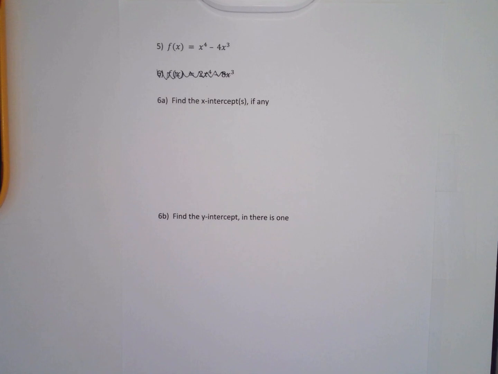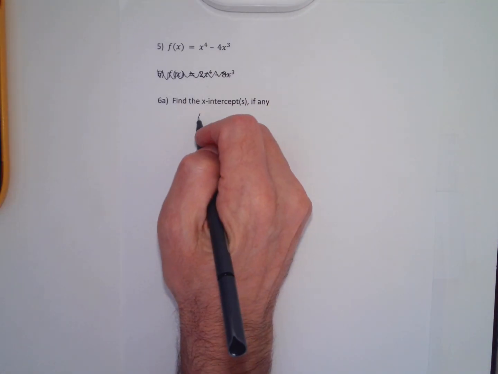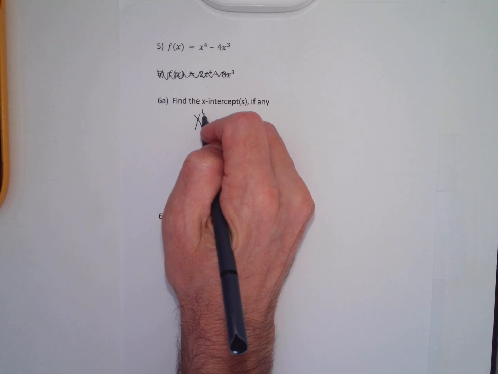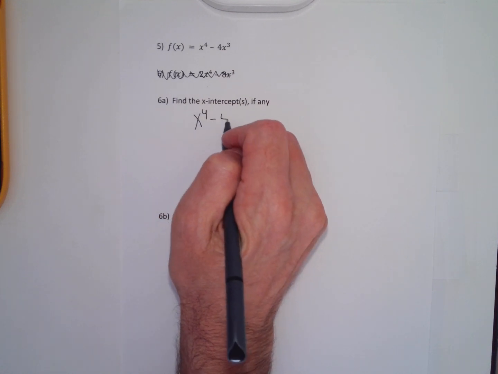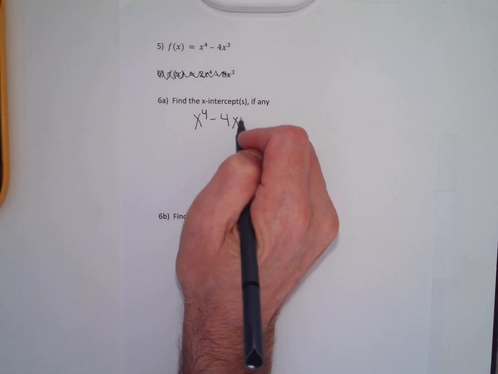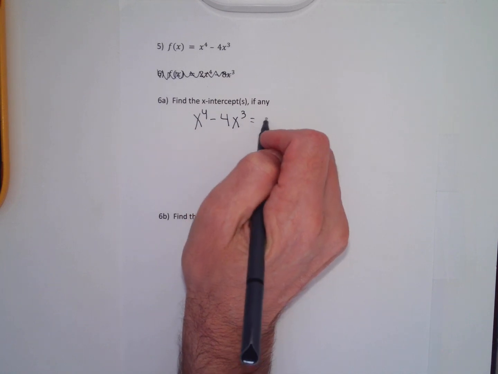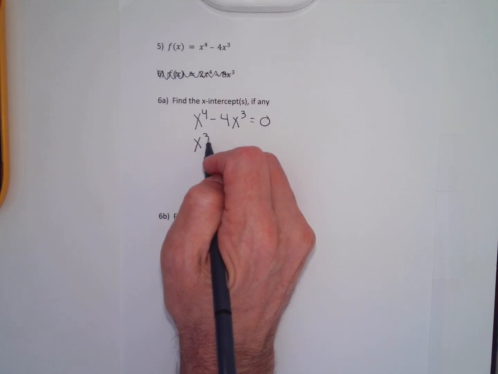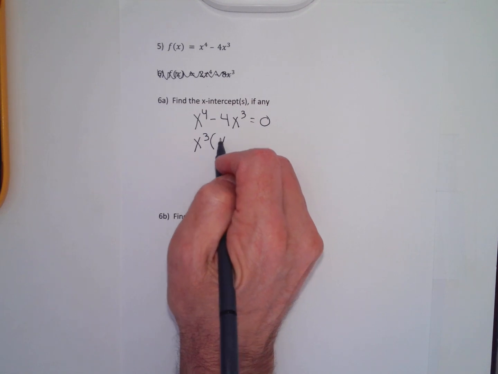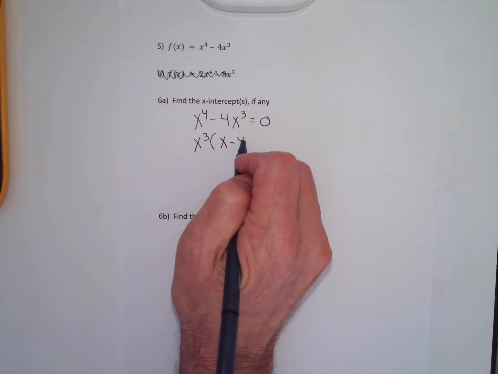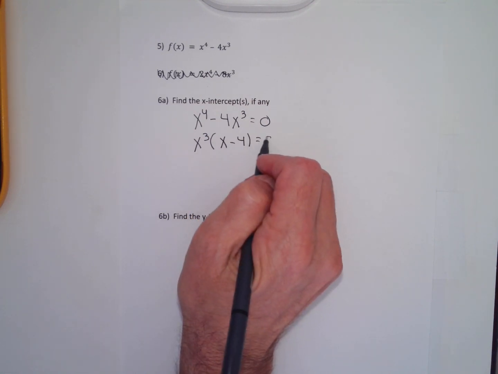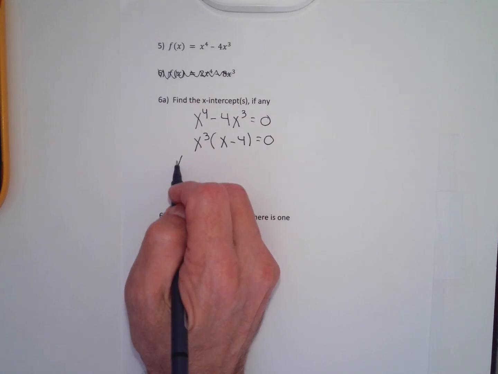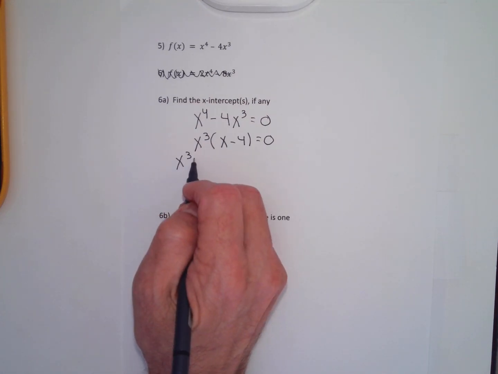So first step for number 5, find the x-intercepts. To find the x-intercept of a polynomial, I simply take the polynomial, set it equal to 0, factor out the common factor of x cubed. When I factor out an x cubed, I'm going to be left with an x minus 4. When you set the x cubed equal to 0, you can really just dump the exponent.